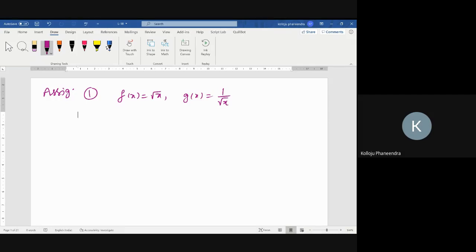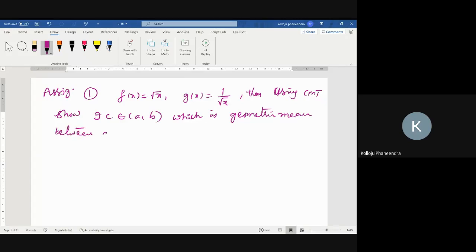Just 1 minute. g of x equals 1 by root x. Then using Cauchy mean value theorem, show that there exists c belonging to the open interval (a, b), which is the geometric mean between a and b.